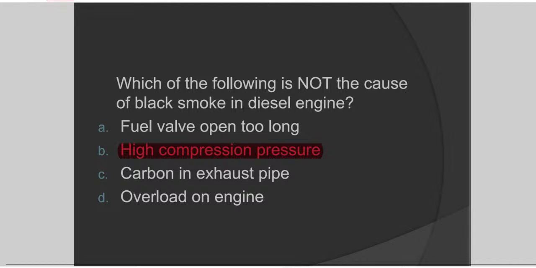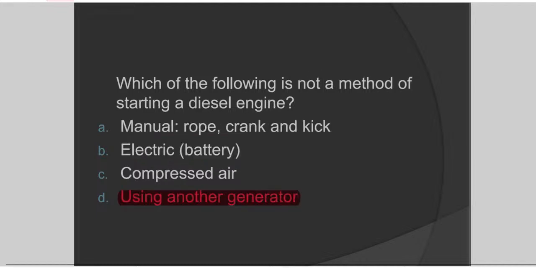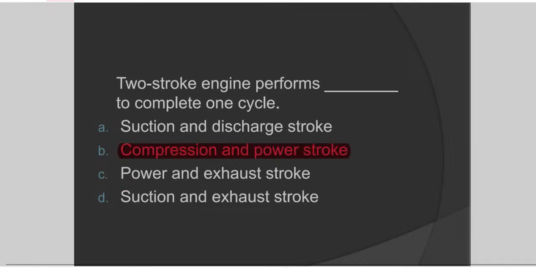Which of the following is not the cause of black smoke in diesel engine? A. Fuel valve open too long. B. High compression pressure. C. Carbon in exhaust pipe. D. Overload on engine. Which of the following is not a method of starting a diesel engine? A. Manual, rope, crank and kick. B. Electric, battery. C. Compressed air. D. Using another generator.